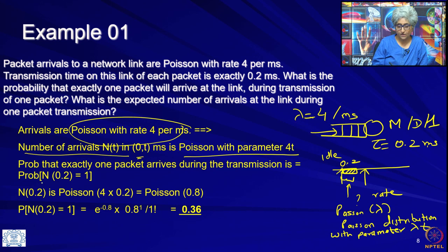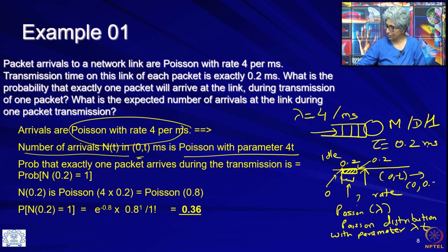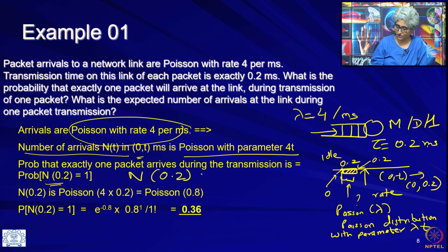So here, the t that we are looking at is this: this is 0 and this is 0.2, and our t is 0.2. That is what the problem is asking. The probability that exactly one packet arrives during the transmission is the probability that N(0.2) equals 1. So the random variable that we are looking at is N(0.2), because we are looking at arrivals in the interval 0 to 0.2, which is the transmission duration of the packet. So N(0.2) is nothing but Poisson with 4 multiplied by 0.2, so Poisson 0.8.